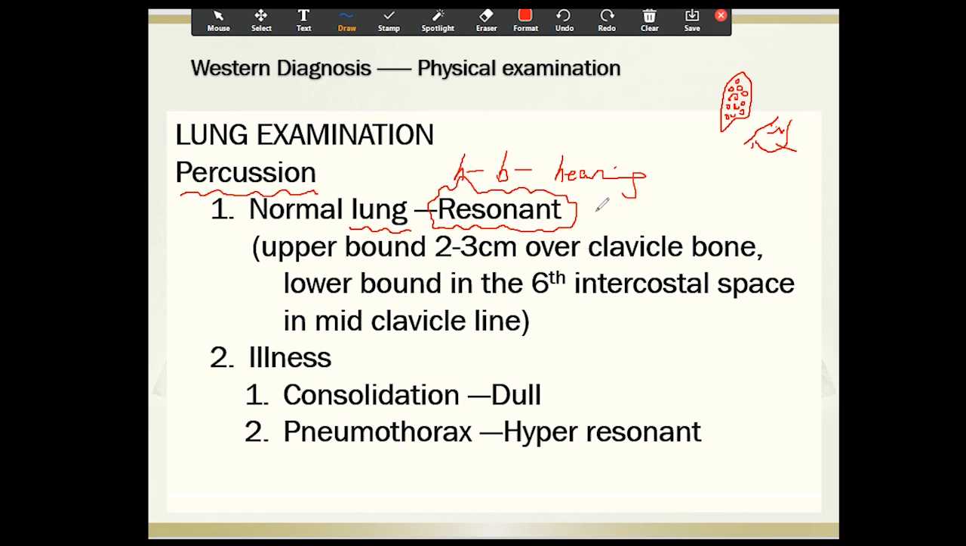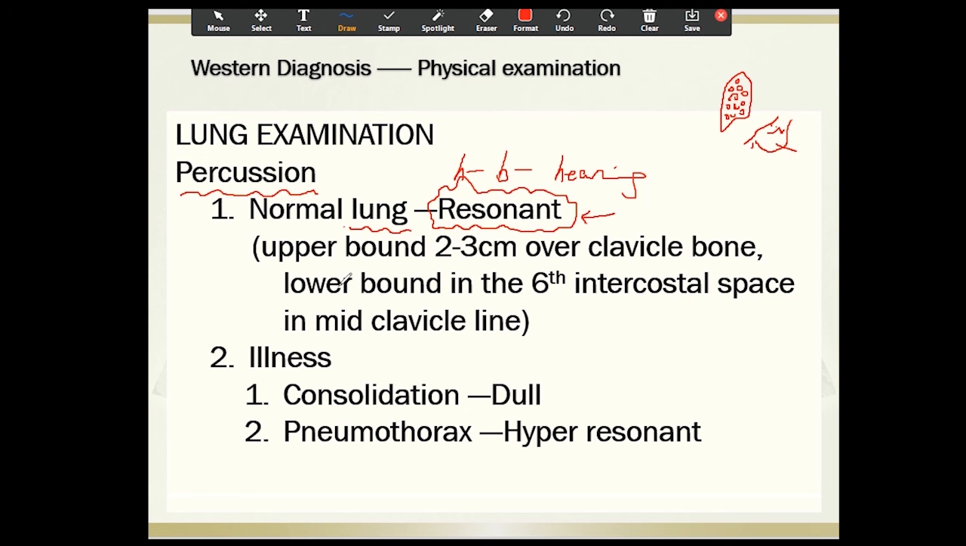The sounds will be different. But generally speaking, the sound coming from the lung, we name it resonant. It's half empty, half dull, between the two. That's why we use the word resonant. So that's the special sound coming from the lung. In the lung air, we can hear that kind of sound.